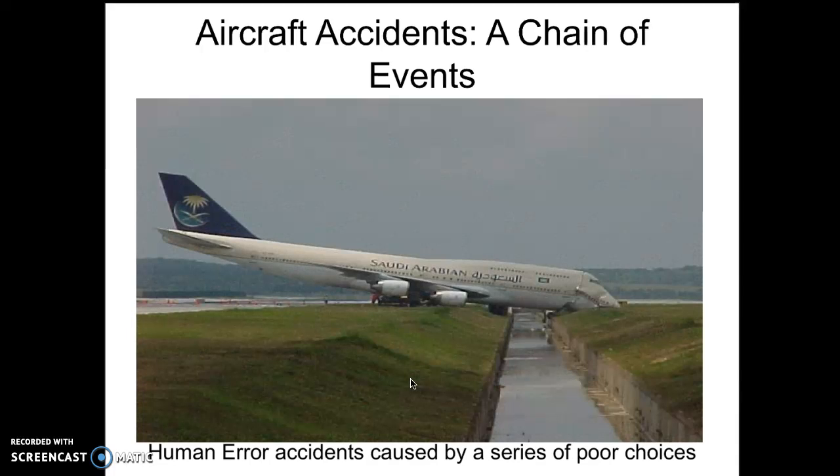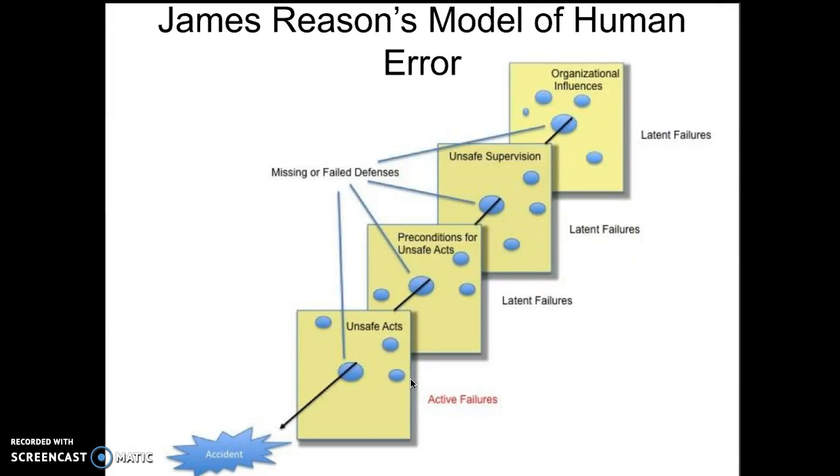So, human error or aircraft accidents normally occur by a chain of events. One of the models that you should know is James Reason's model of human error, where it looks at unsafe acts, preconditions for unsafe acts, unsafe supervision, and organizational influences. So if you look at the top right, moving to the left, bottom left, into an accident, we have latent failures that then turn into active failures.